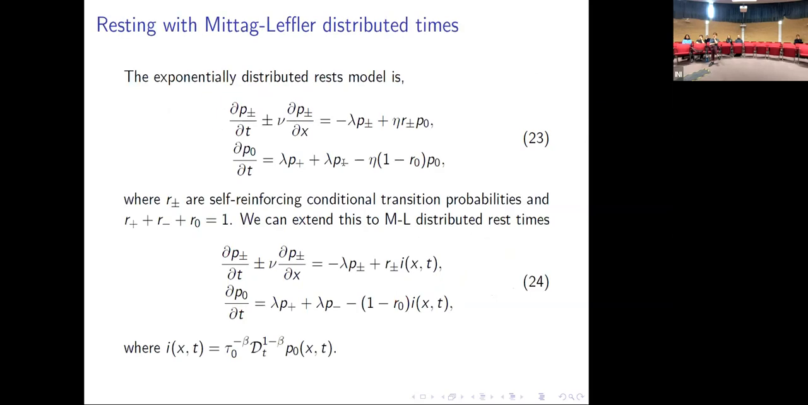Then, in keeping with the fractional diffusion program, we can introduce Mittag-Leffler distributed rests. What does this mean? This is basically your particle moving in the positive direction or the negative direction with exponentially distributed times, and then resting. But now, instead of resting with exponentially distributed times governed by eta in equation 23, you are resting for Mittag-Leffler distributed times, and this can be approximated by power laws. In doing so, we introduce the Riemann-Liouville derivative here. And you can see the structure of the equations is almost exactly the same.